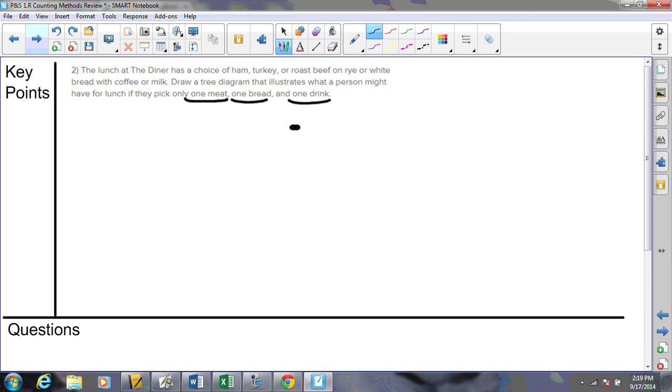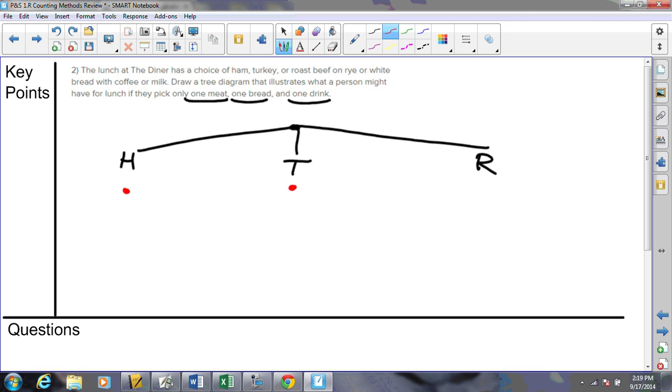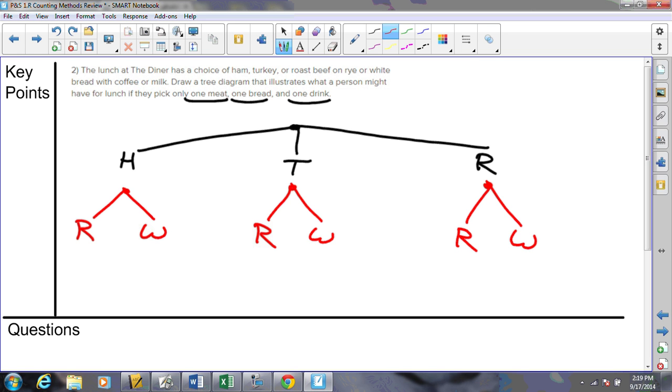In level number 1, what are the different meats that they could pick? They could pick ham. They could pick turkey. They could pick roast beef. Level 1 has 3 options. Level 2, and I'm going to change the color so we can see the levels, will be another choice. Now we have to choose the bread. You could choose rye, or you could choose wheat. And that choice goes for every single meat. No matter which meat you pick, you still have to choose between rye or wheat bread. That's our level 2 for the second choice.